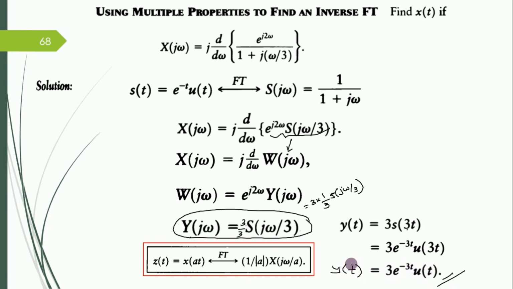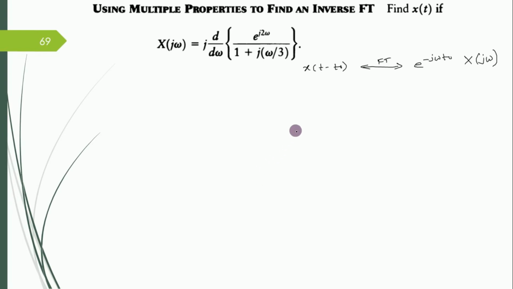I'll take it to the next slide. In the next slide we take the time shift property. If you do a time shift in the time domain, in the frequency domain this component gets involved: e raised to minus j omega t naught, times X of j omega.